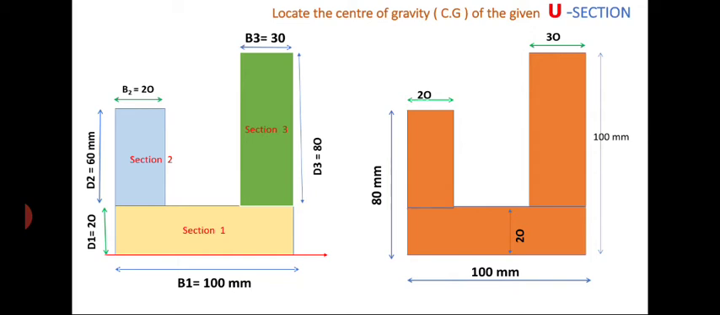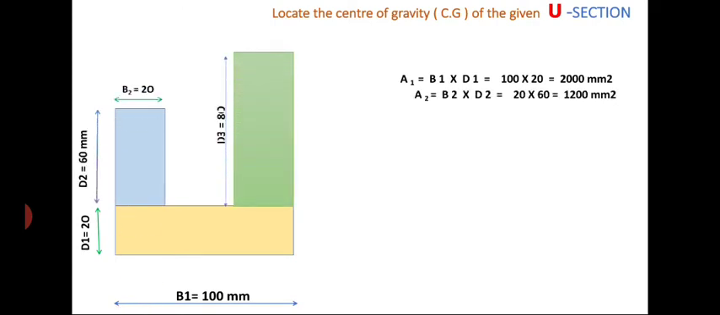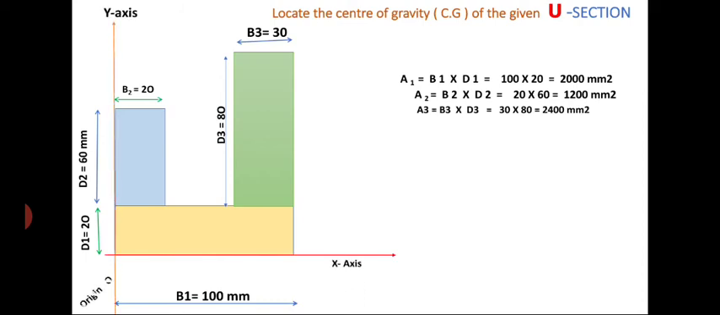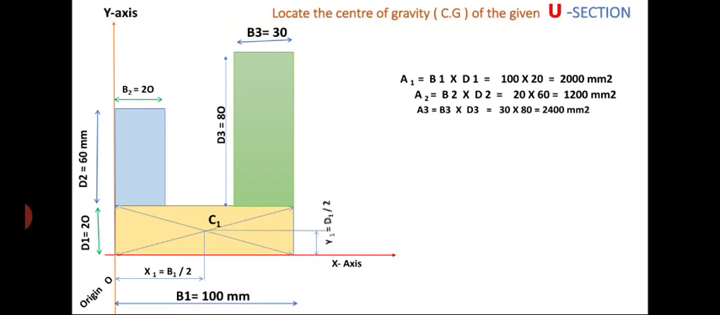Now I am taking the x-axis at the bottom edge and y-axis at the left side edge. O is the origin. Now I am drawing the diagonals to locate the individual centroids, where C1 is the centroid of the bottom rectangle at a distance of x1 equal to b1 by 2 and y1 equal to d1 by 2. In a similar way, C2 is the centroid of the second rectangle at a distance of x2 equal to b2 by 2 and y2 equal to d1 plus d2 by 2.